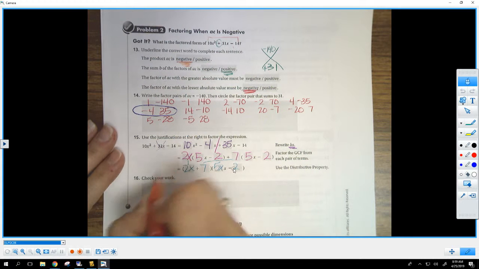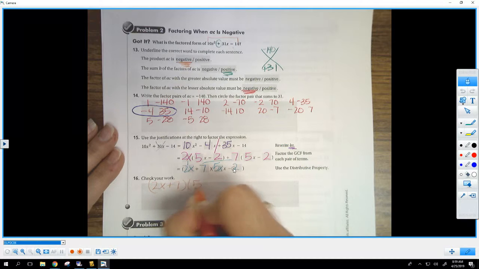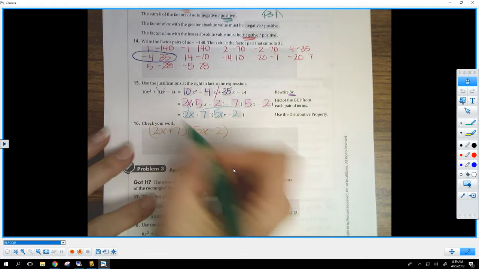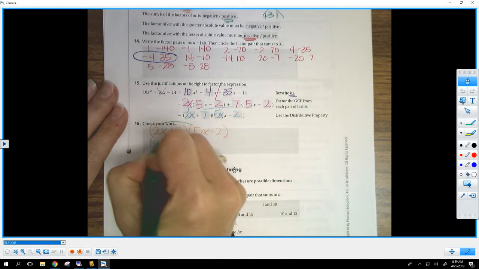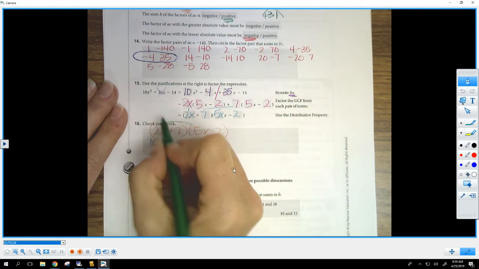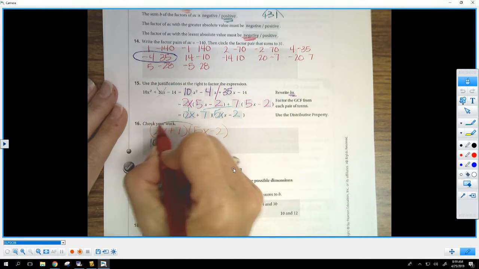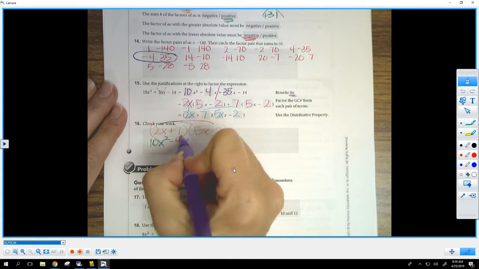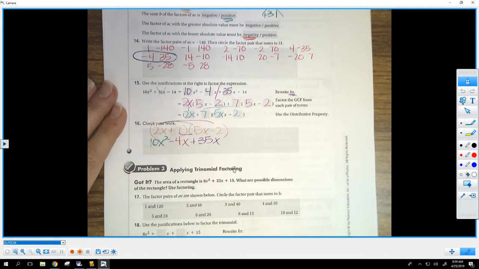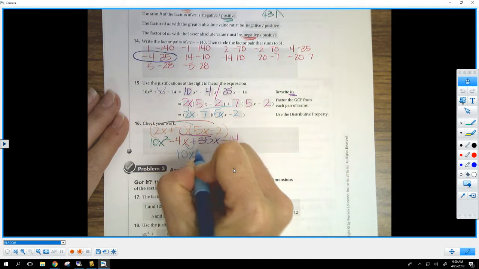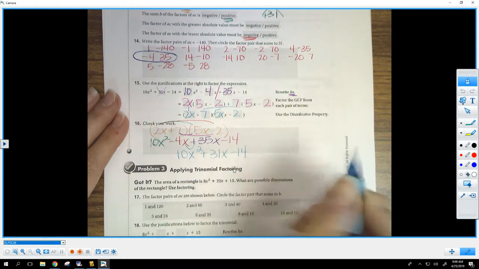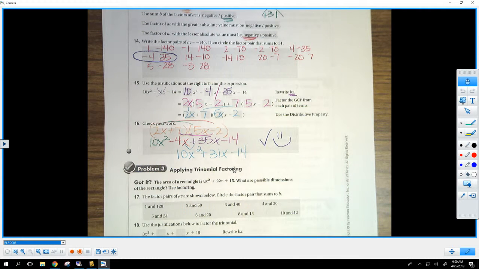So if I wanted to check my work, I'm going to write my equation, and then I can FOIL it. What is that? 5 times 2 is 10x squared. Outside would be minus 4x. Inside is plus 35x minus 14. I'm going to combine like terms. I get 10x squared plus 31x minus 14. Did I get the right answer? Totally worked. Yay us. We are smart people. We are. Just saying.